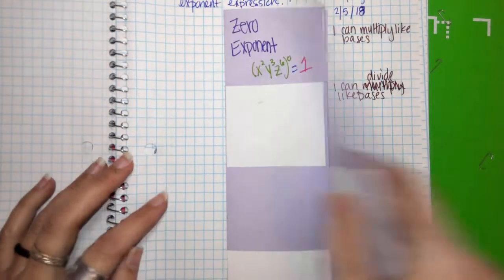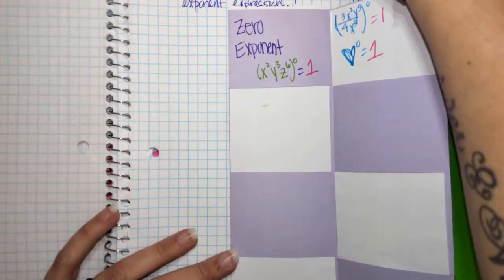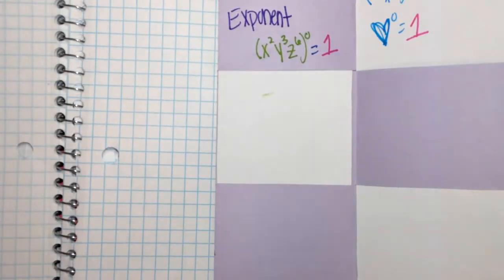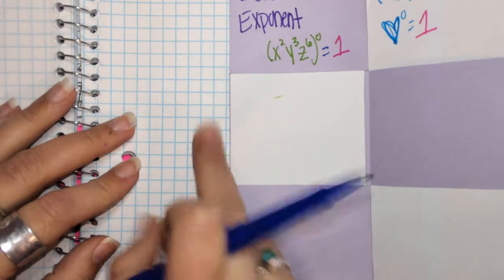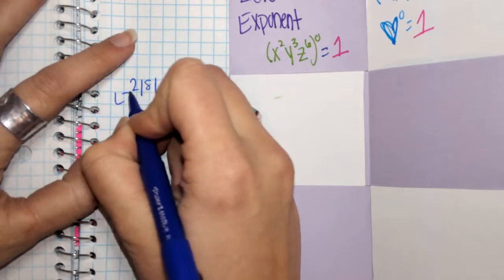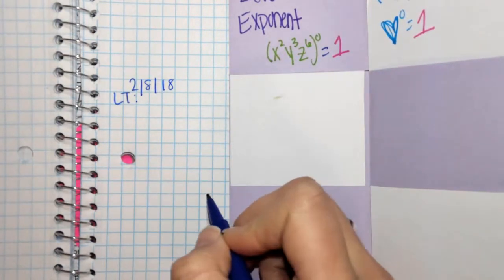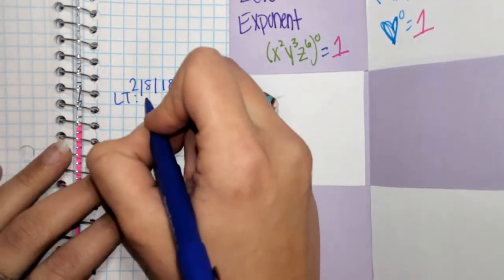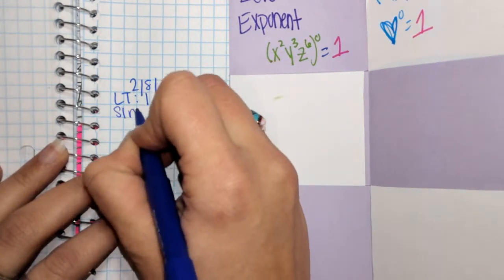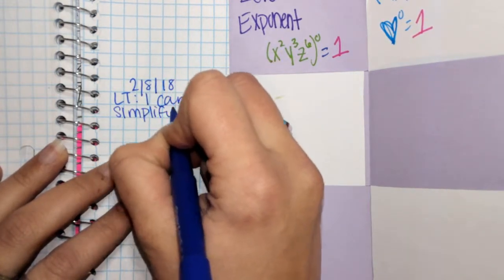What you're going to do is open to the back. Directly beside it, on your notebook paper right here, you're going to write today's learning target. Today is the 8th. The learning target says, I can simplify rational expressions.